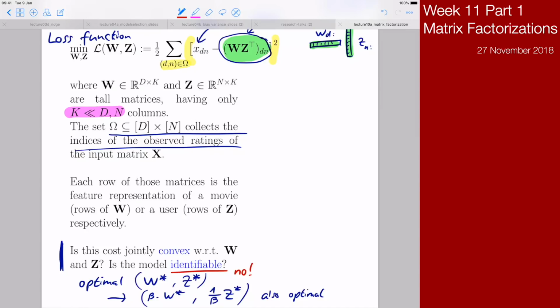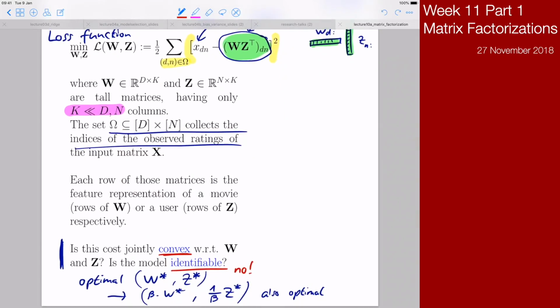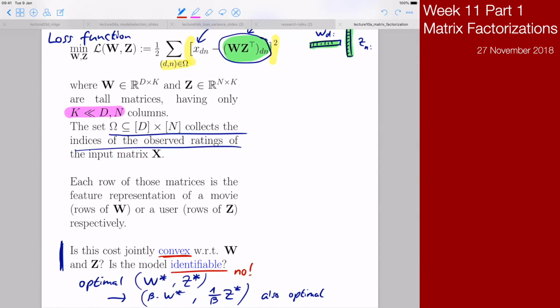The second one: we want to know if this function is convex or not with respect to the parameters. There is a huge number of parameters, in two groups, right? You can write them in one big vector: first all the entries of W, then all the entries of Z. How many actually? Anybody? It's the dimensions of the two matrices added up: n times k plus d times k. That's the number of parameters we have when we try to solve this optimization problem. So the question is, is this a convex function in these parameters?